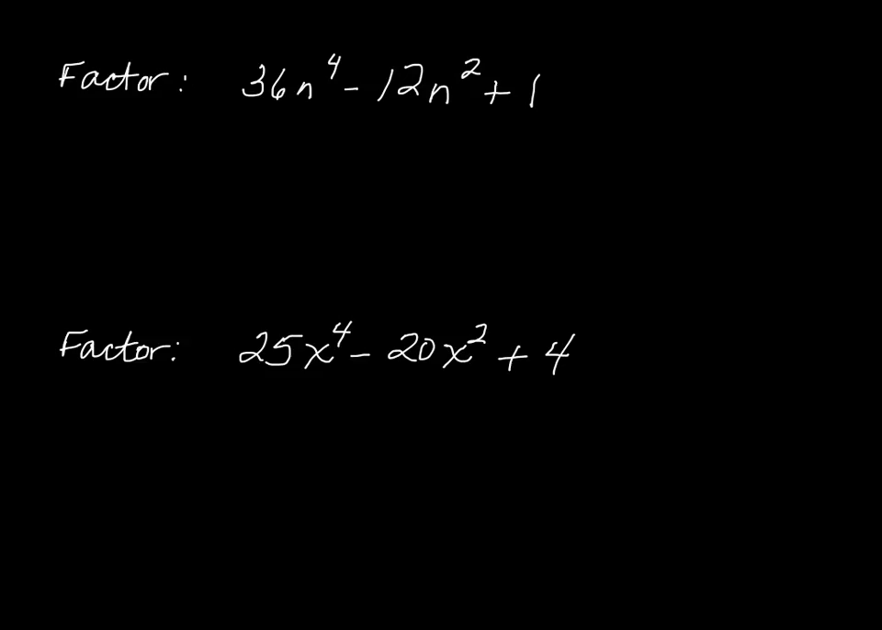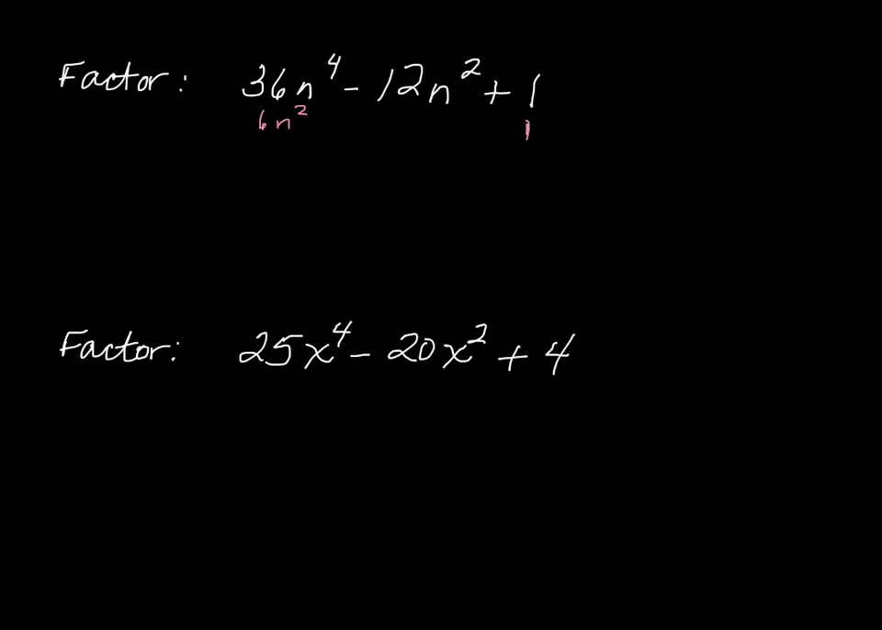Excuse me. Is this one a perfect square? Can anything be factored out? Well, 36 is a square term. N to the 4th is a square term. And 1 is a square term. Now, what do we square in order to get 36n to the 4th? That would be 6n squared. What do we square to get a 1? Well, that would be 1.